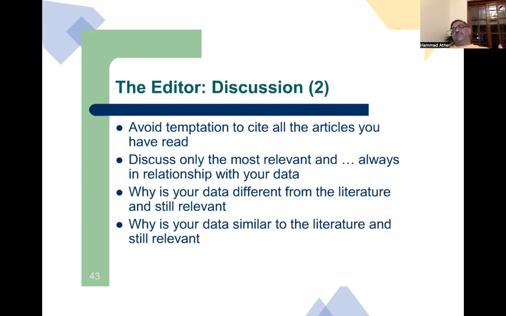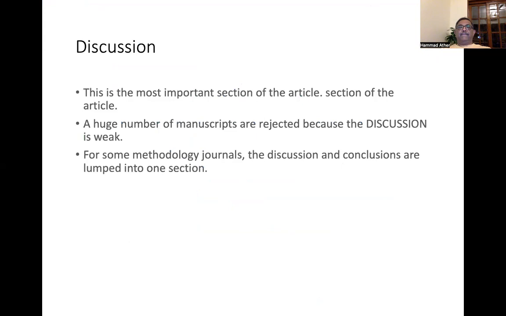If there is something different in your data from the other authors, then you have to describe why this outcome is relevant. Why is your data similar to the literature and still relevant? That needs to be described as well.